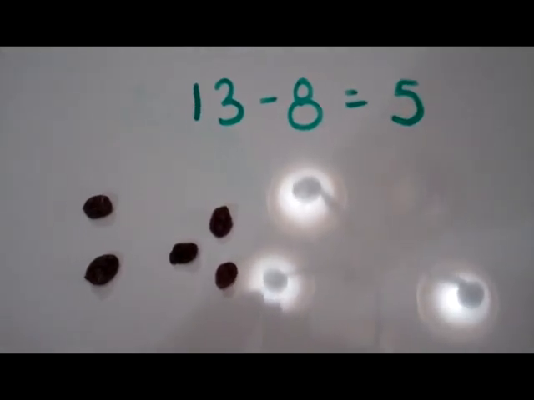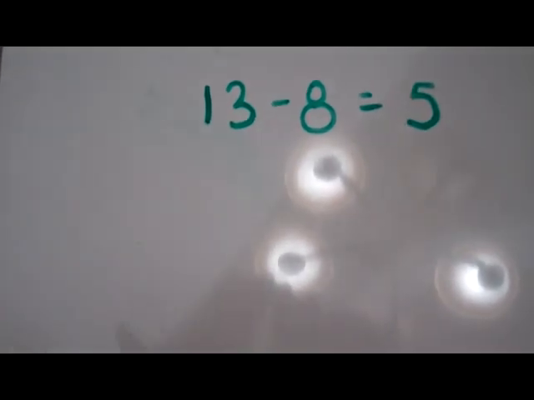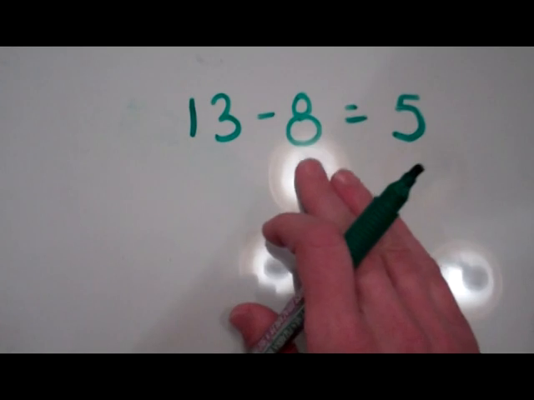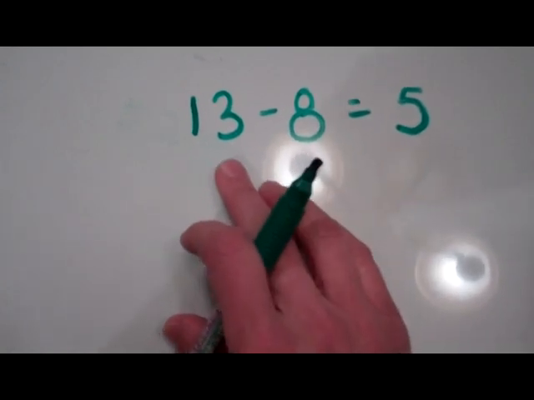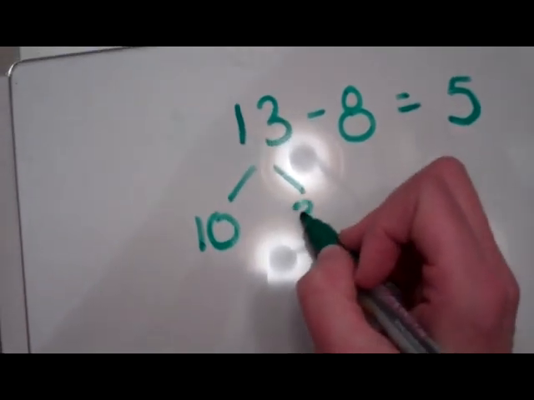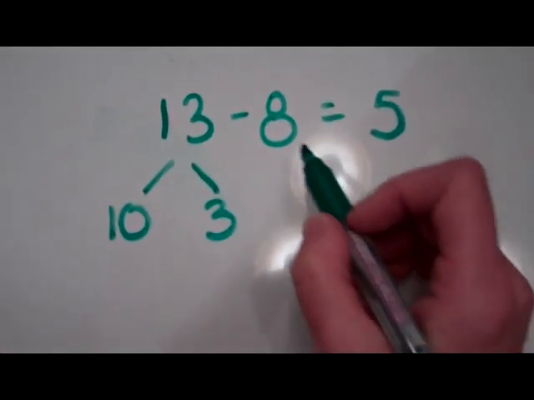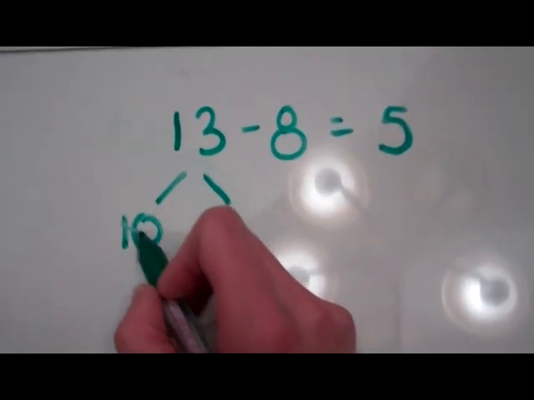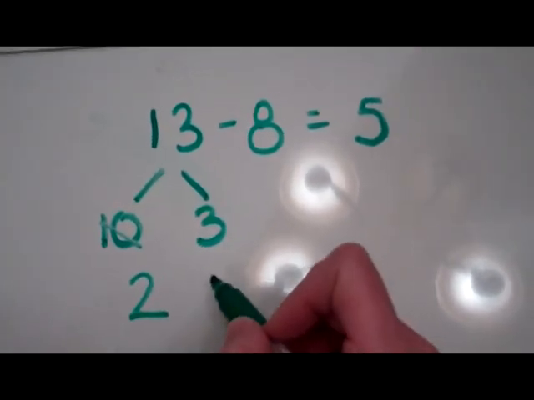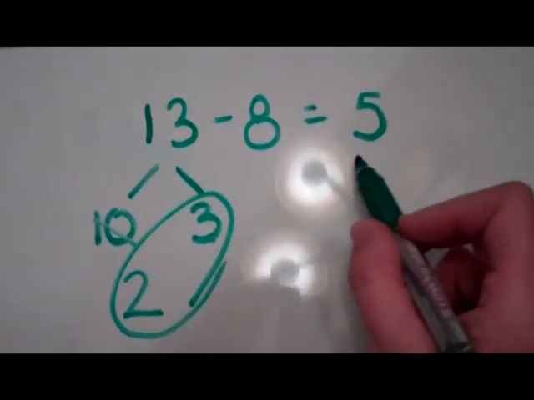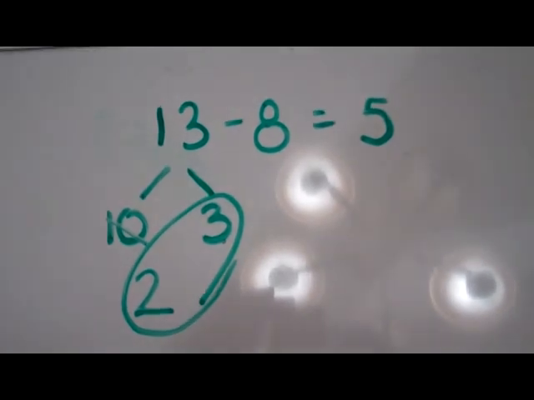Let's look at what we just did with number bonds. So we've got our 13 and we've got 8. We can't take 8 away from the 1s group. So let's look at 13 broken into 10 and 1s. Okay, so we're going to take 8 away from the 10, leaving us with 2. And then we combine the 1s that are left with the 1s we already had, and that leaves us with 5. Let's look at another one.